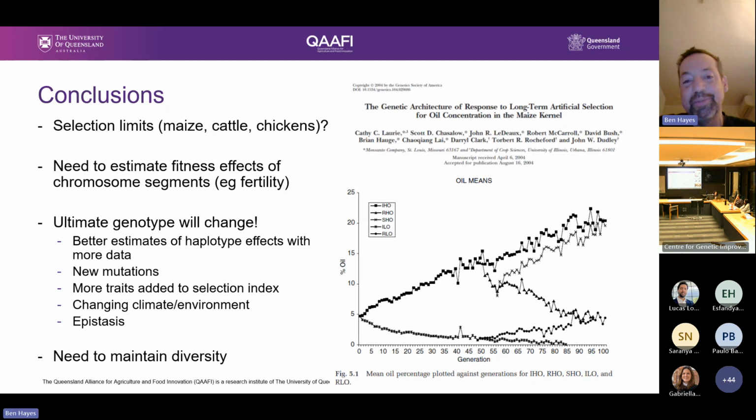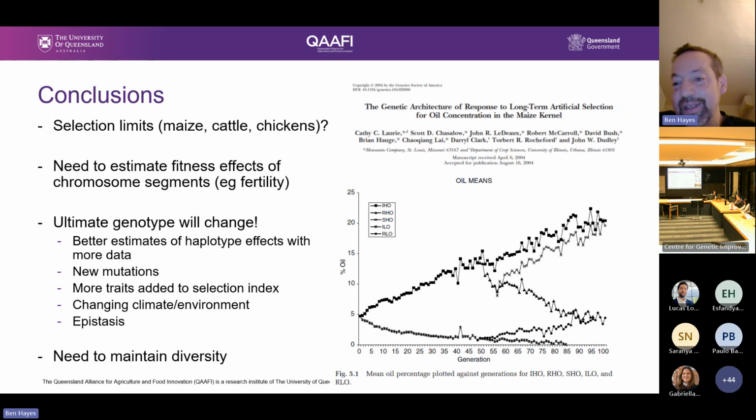If you look at experiments like the Illinois corn experiment, where they've been selecting for percentage oil for more than 100 years, percentage oil has just increased linearly over that time. It's just gone up and up and up. And the fold increase is quite substantial, fourfold or so. In cattle, we've seen a 2 or 3-fold increase in milk production over the last 60 years. So we're not really seeing limits.